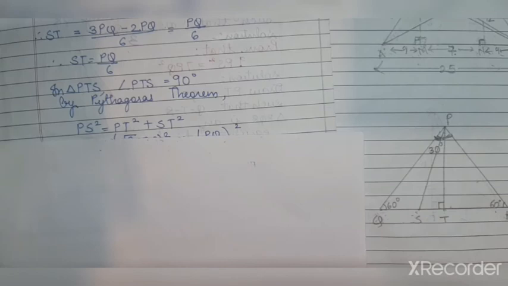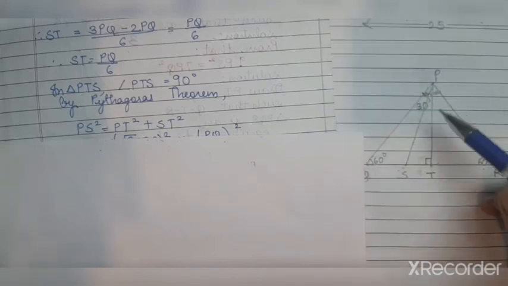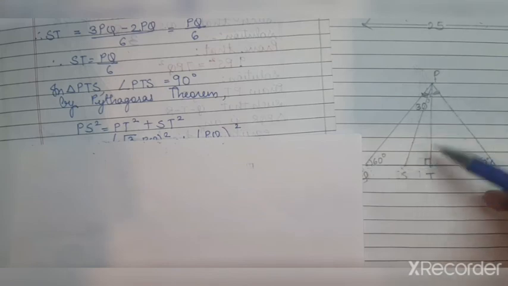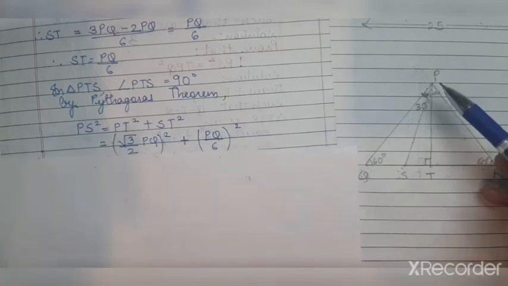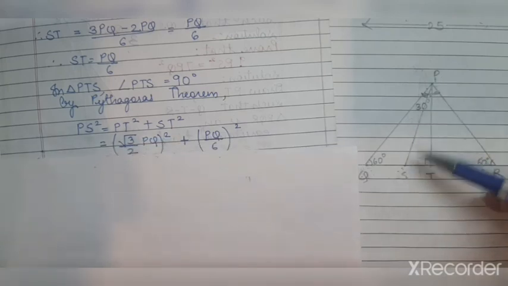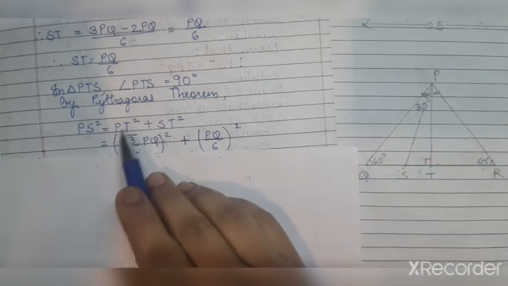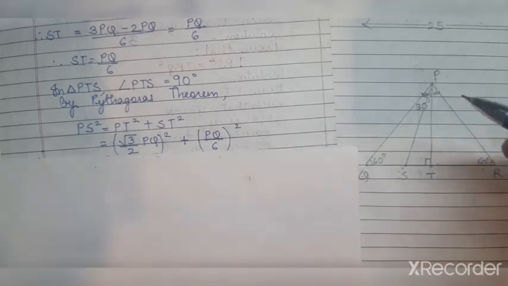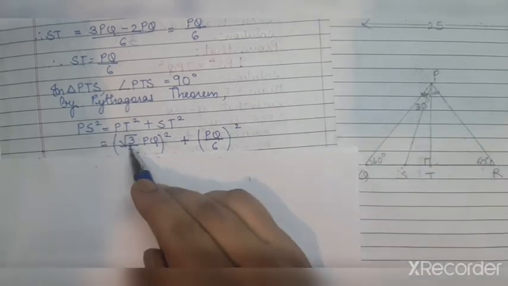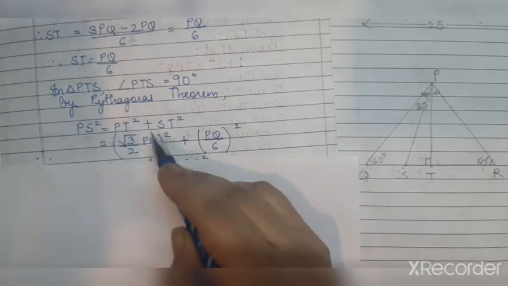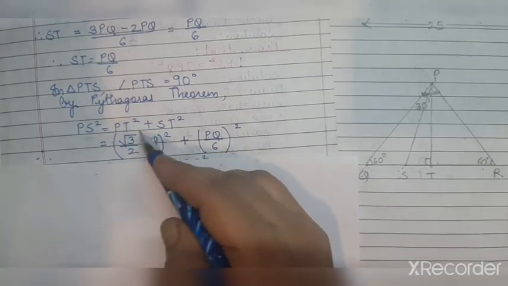So coming back, as I told you, we will take triangle PST as a right angle triangle. So PS square is equal to PT square plus ST square. Now PS square we'll keep as it is because we want PS square to be proved. And the other thing we want to prove is PQ. Now instead of PT square, we'll put root 3 upon 2 PQ. This is opposite to 60 degree. We had written the statement.